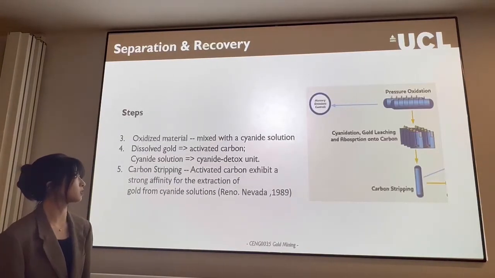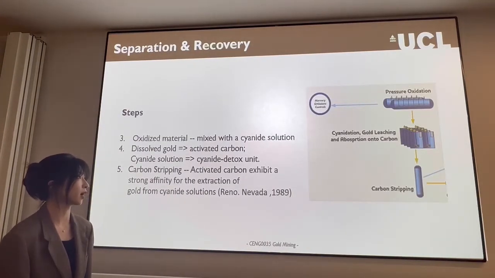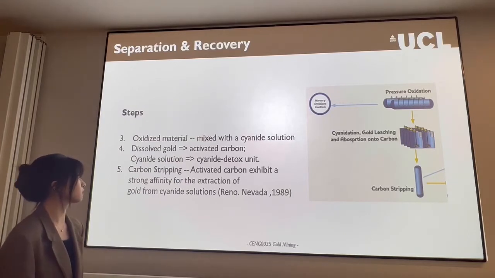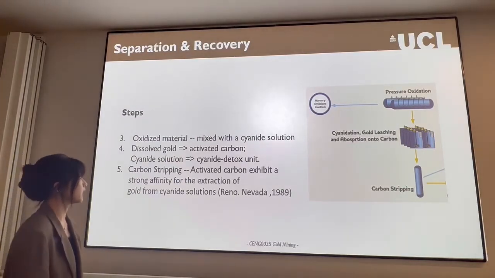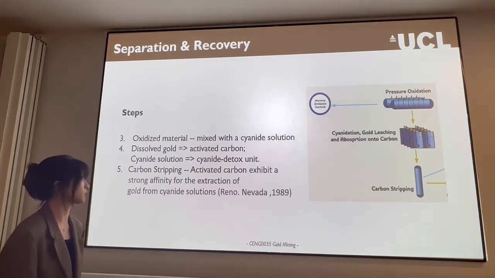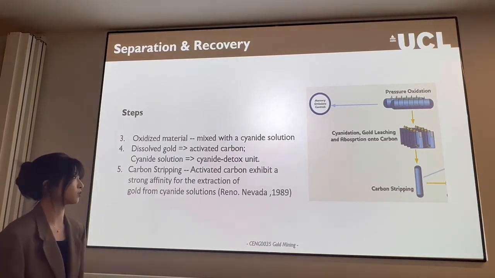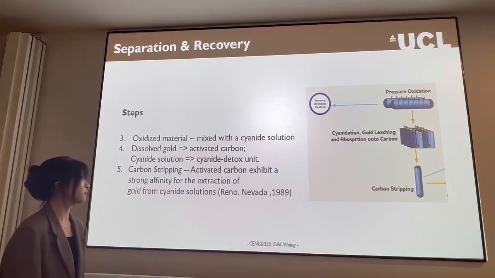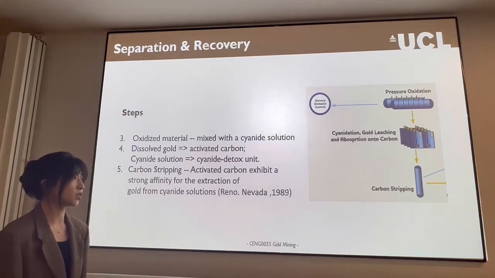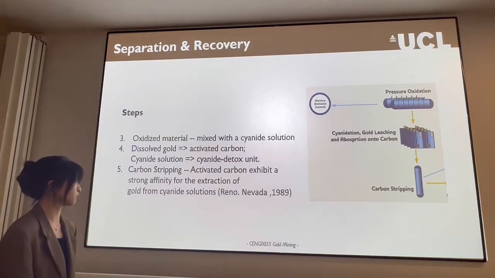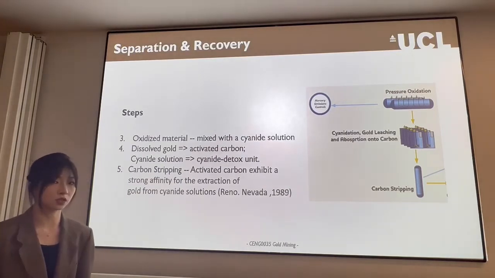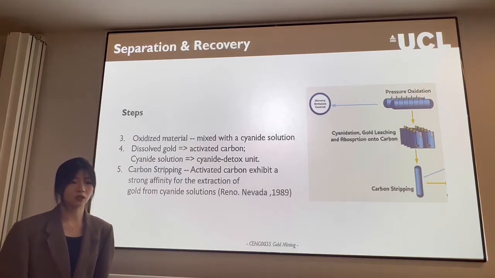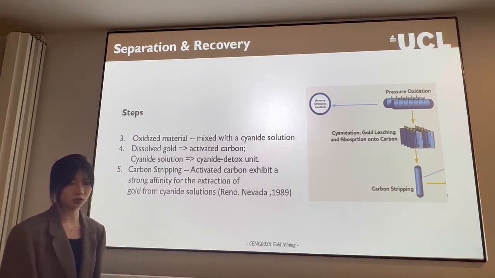So the oxidized material would be mixed with a cyanide solution, and this dissolved gold would be collected onto the activated carbon, and on the other side, the cyanide solution would also be sent to the cyanide destruction unit. And finally, the activated carbon, which exhibits a strong affinity for the extraction of the gold from the cyanide solution. These procedures would be required for the other gold, which could be recovered from the further procedures.